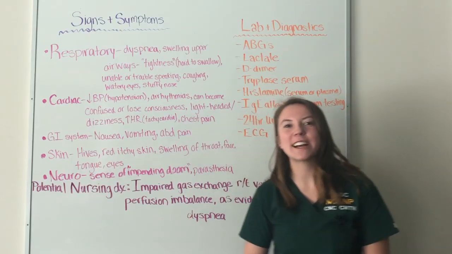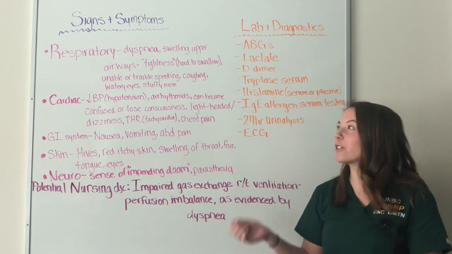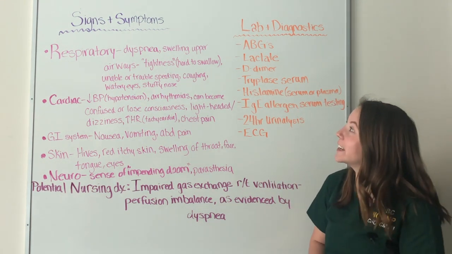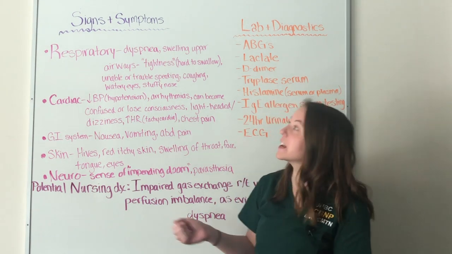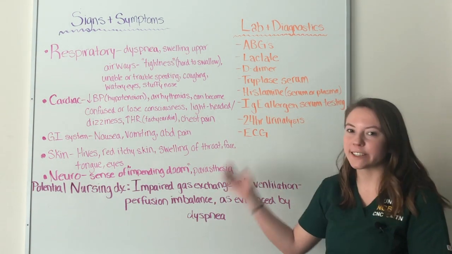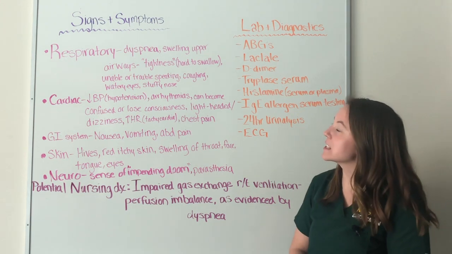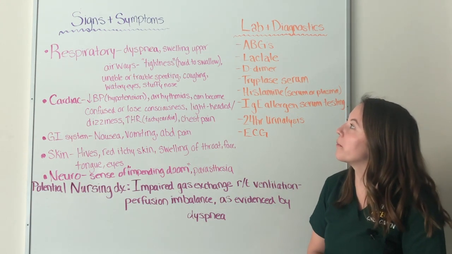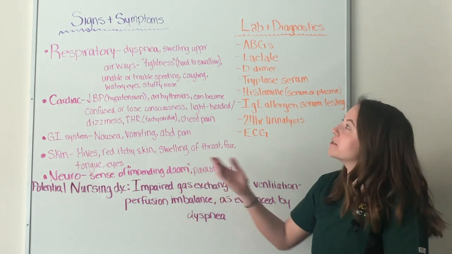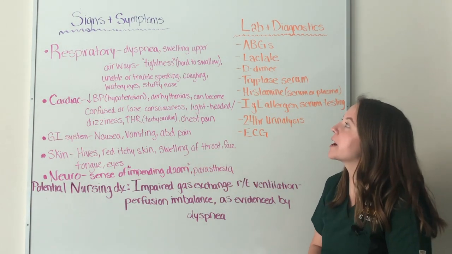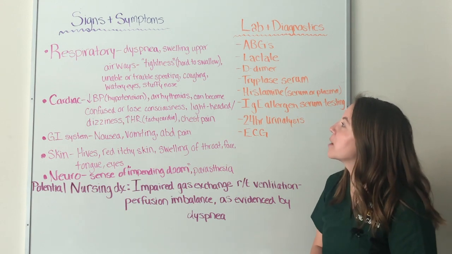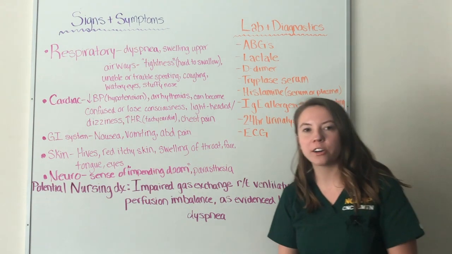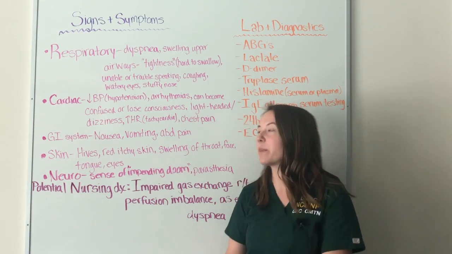Okay, now we're going to go over signs and symptoms again. Katie did a brief overview, so now we're going to go into it a little bit more in depth. As we know, histamine is going to cause all of our problems, and what does that mean for all of our systems in our body? Well, our respiratory system is going to show these signs of dyspnea, swelling in the upper airways, tightness in the throat, hard to swallow, unable or trouble speaking, coughing, watery eyes, stuffy nose, and why is that happening?